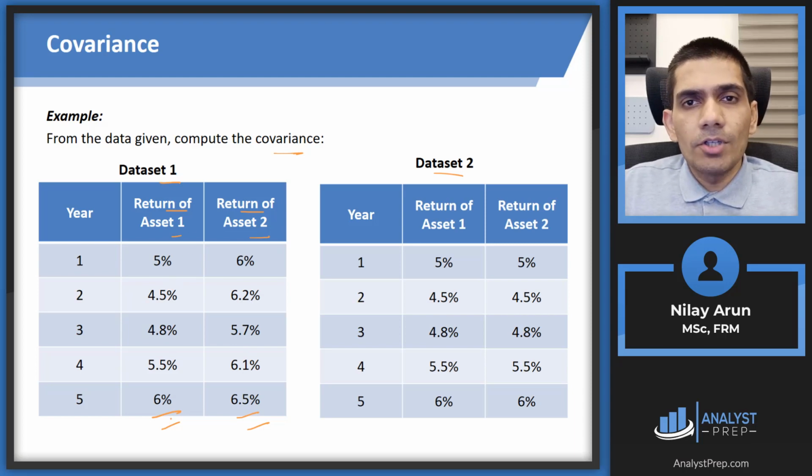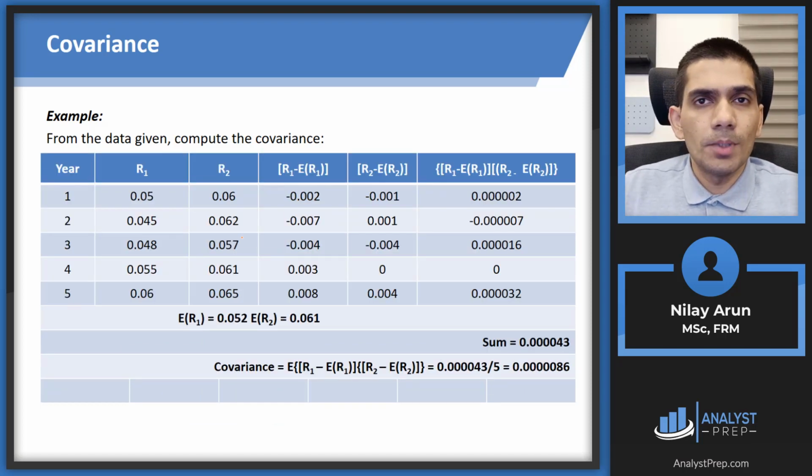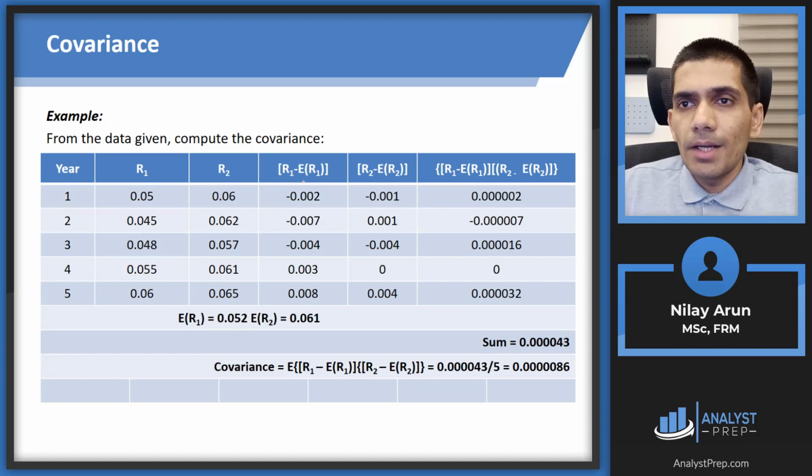We take the average that we calculated for asset 1 and subtract that from every single observation in the first series. The second mean is subtracted from all the observations of the second series. Those will give us the respective deviations from the mean for both the data series. That is what has been done here. That's your R1 and R2, the same numbers which we had in the previous slide. R1 minus ER1, where ER1 is your mean. ER1 is 0.052. Similarly, the expected return on asset 2 is 0.061. So you have the mean of series 1 as well as the mean of series 2.